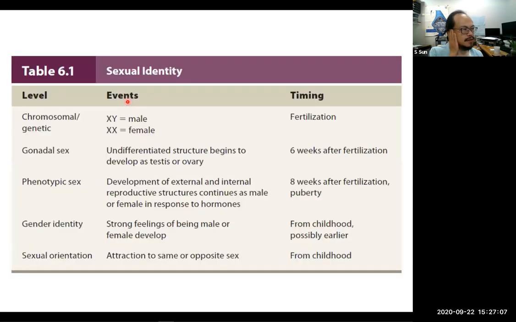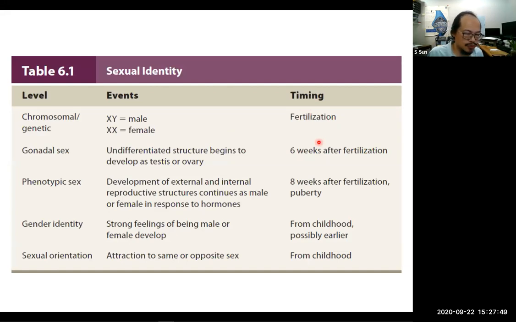All right, so that's that. So here is a summary of what we have learned. Basically a lot of it is the terminology, okay? So this is the timing. Fertilization: once the egg is fertilized, a zygote is formed, and we already know that it's either XX or XY. So this is determined during the fertilization, the very first day.